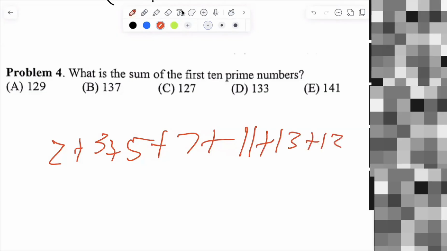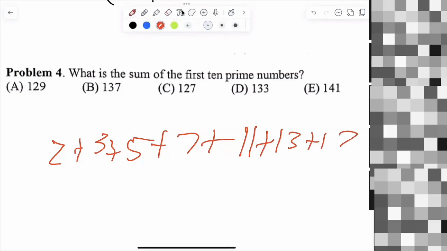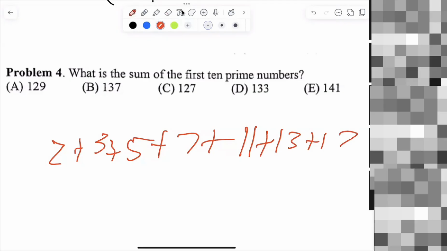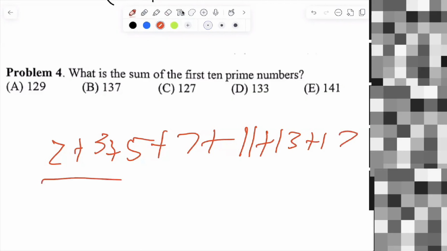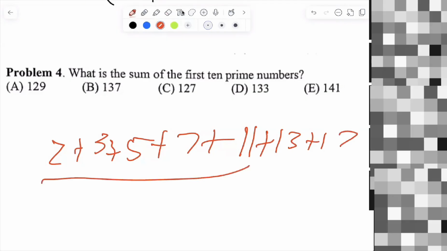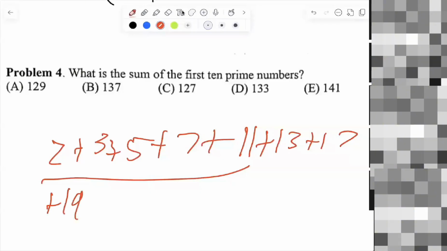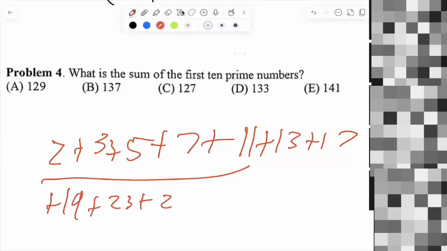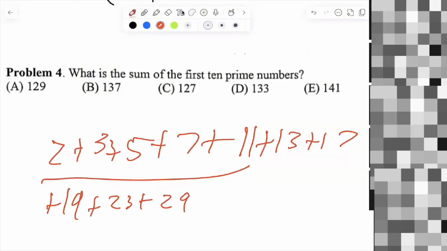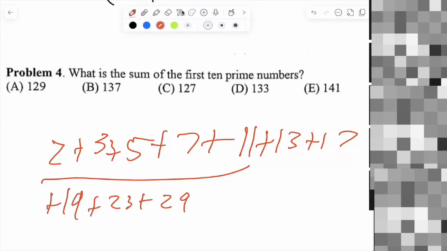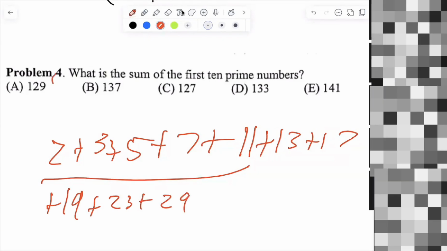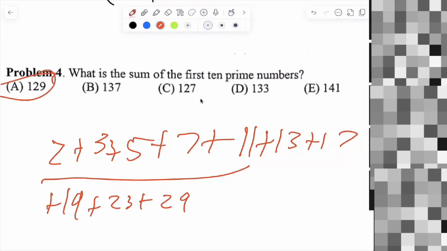I'm not summing them up here, but the answer to this question is just 129 if you add them all up: 2, 3, 5, 7, 11, 13, 17, and you add in a 19, a 23, and a 29. These are the first 10 prime numbers, and if you sum them up, you indeed get 129.